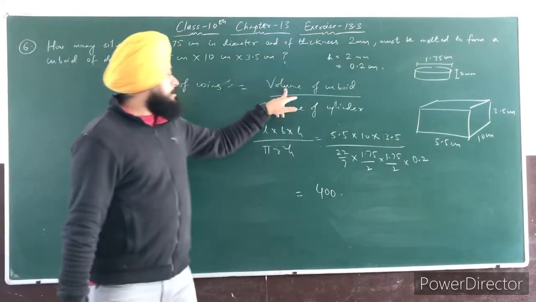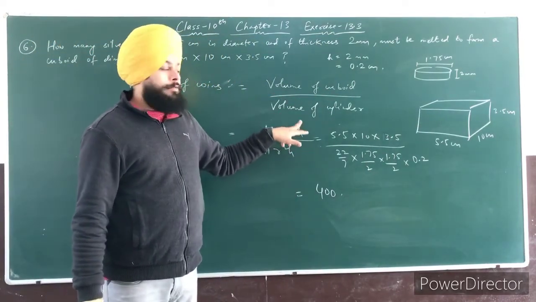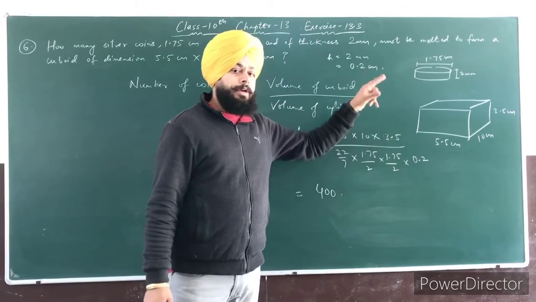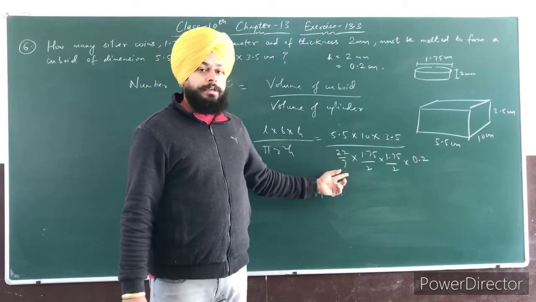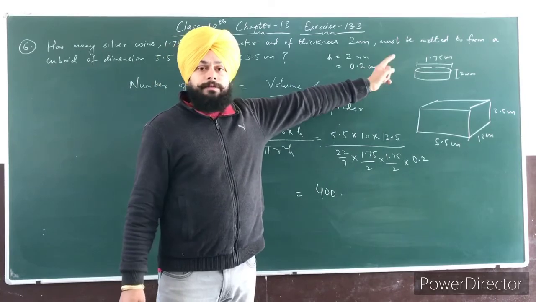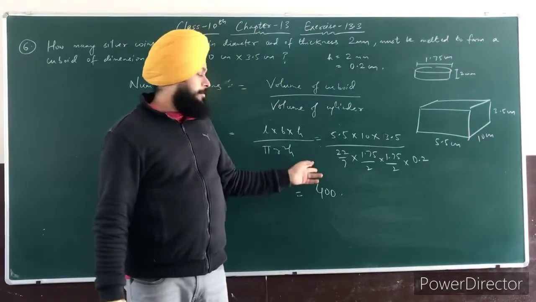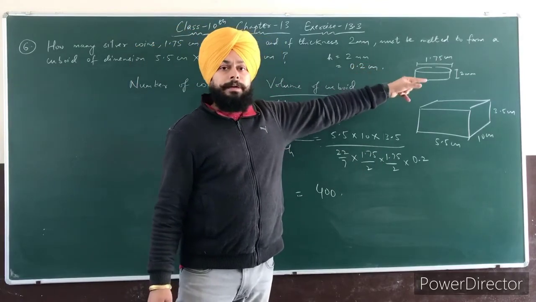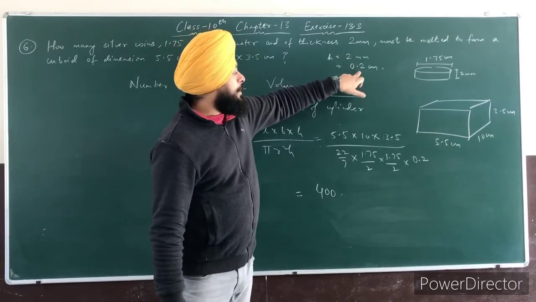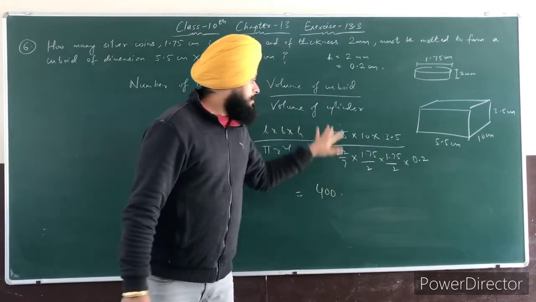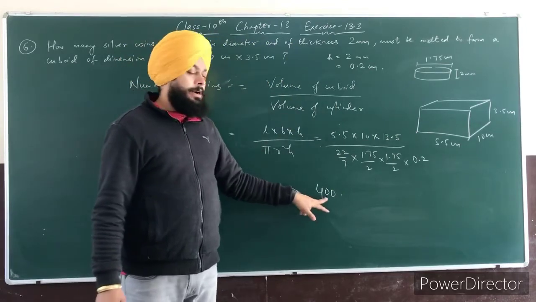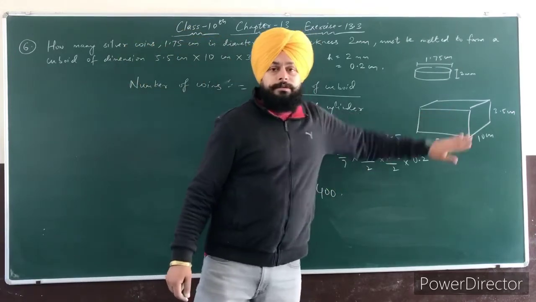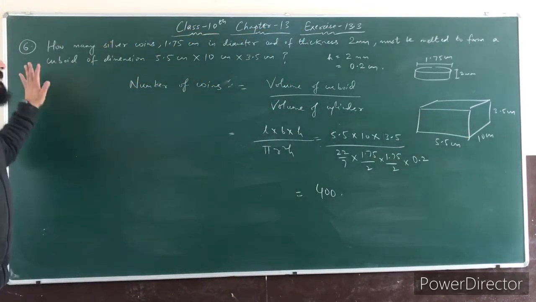So put the values. Volume of cuboid is L into B into H, and the volume of cylinder is pi r square h. L is 5.5, breadth is 10, and height is 3.5. Value of pi is how much? 22 over 7. Diameter is 1.75 of this coin. Therefore radius is 1.75 over 2. So write it 2 times, and the height of this coin is 2 millimeter, and you can write here 0.2 centimeter. Clear? So solve this calculation. Our answer is 400. It means we require 400 coins to form this cuboid. Clear students? This is your question number 6.